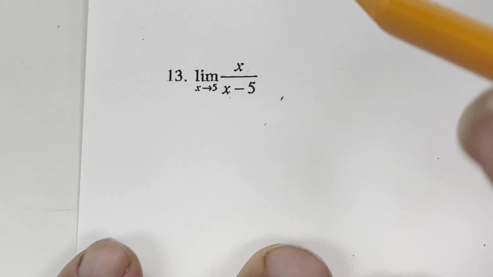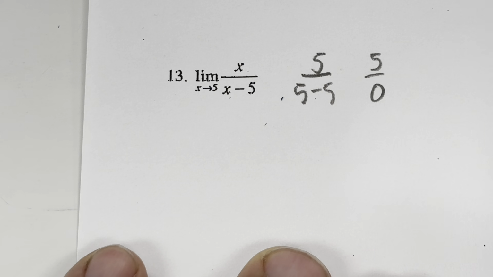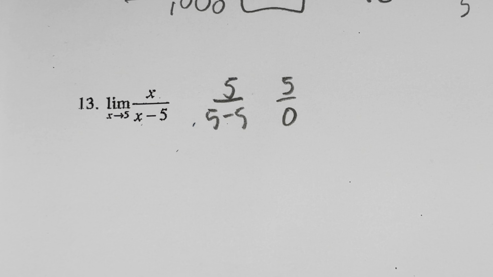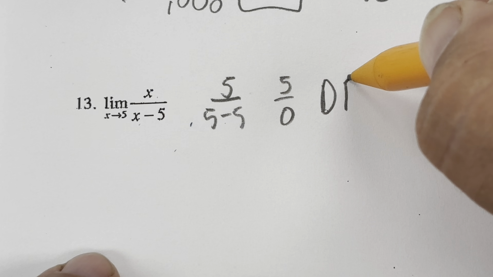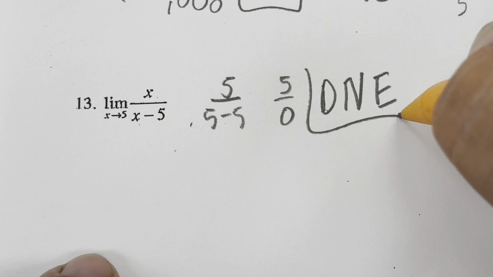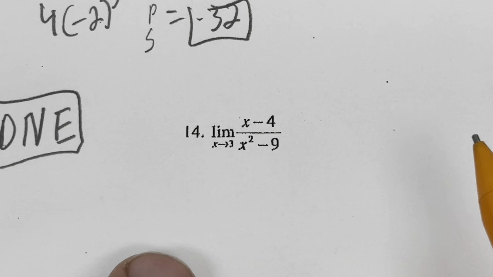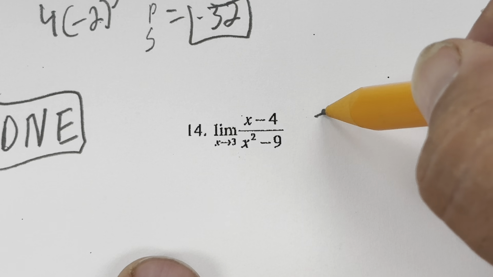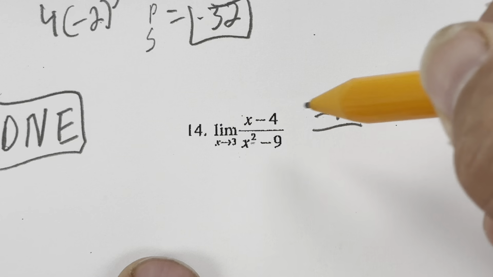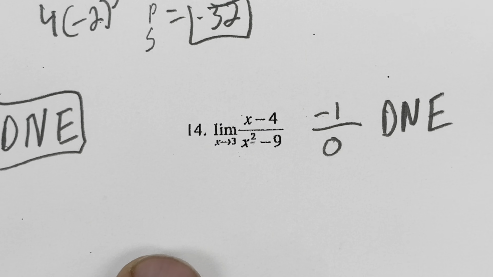Throw in a 5, that will give us 5 over 5 minus 5. Now 5 over 0, we're good with that. When it's divided by 0, that's the limit does not exist. It's only when it's 0 over 0 that we have to do other stuff. So we throw in a 3, so that would give us 3 minus 4, that's negative 1. And then 9 minus 9, that's another DNE. The limit does not exist.